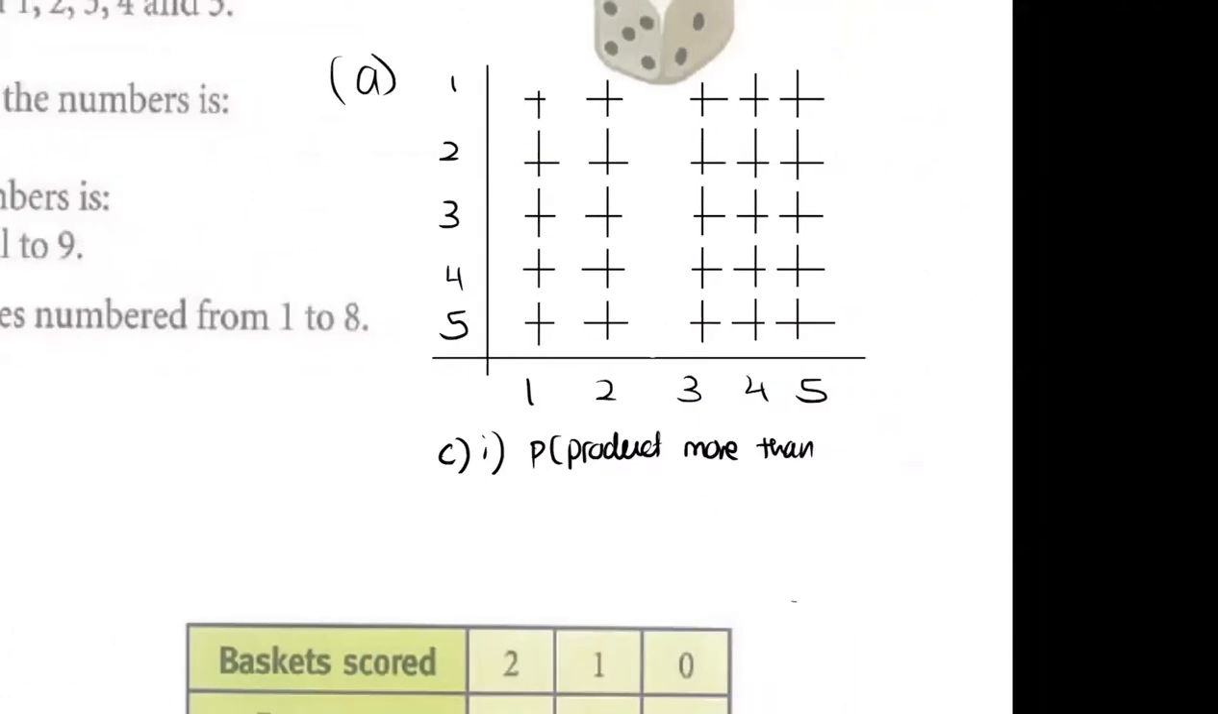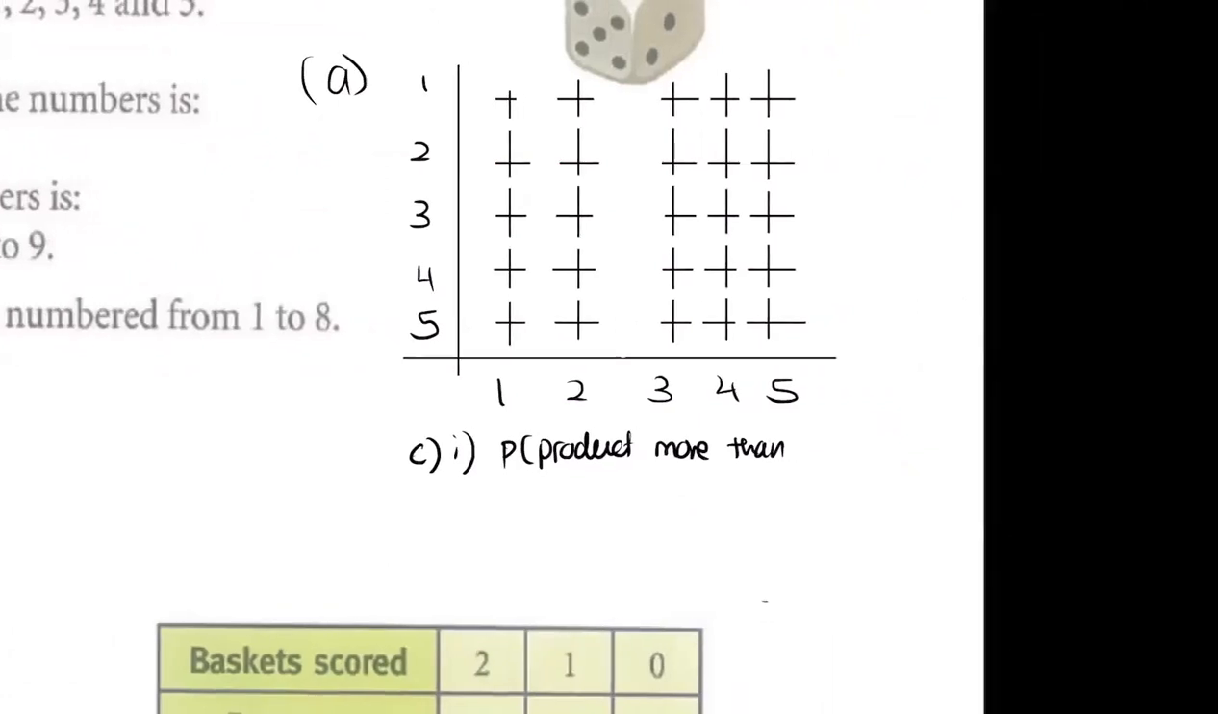Less than 9, which is the opposite, except for 9. So never mind. Less than 9, we need to find it. So 1, 1, yes. 1, 2, yes. 1, 3, 1, 4, 1, 5. 2, 1, 2, 2, 2, 3, 2, 4, 2, 5. 2 times 2, 4, yes. 2 times 3, 6, yes. 2 times 4, 8, yes. 2 times 5, 10, no.